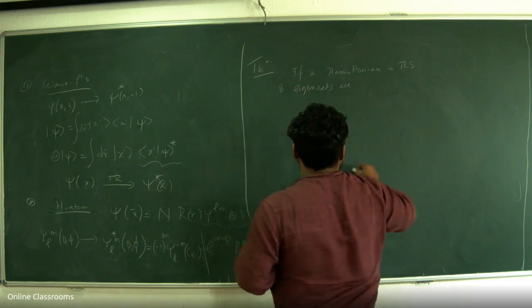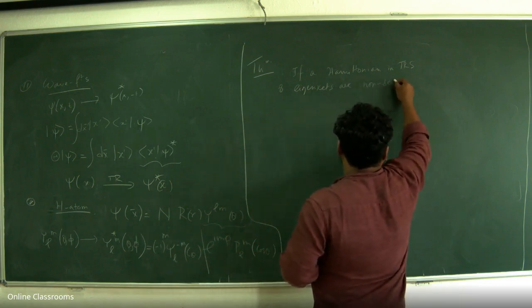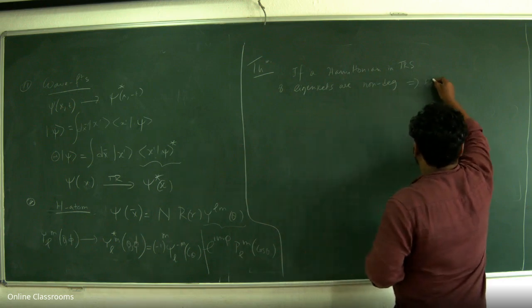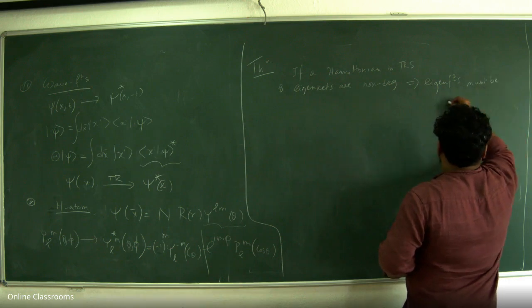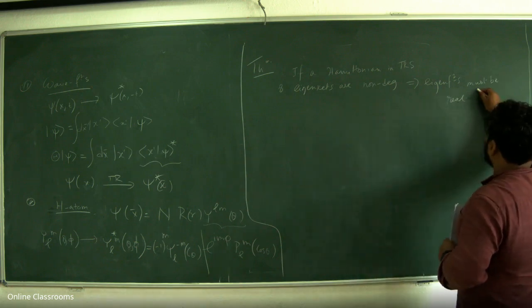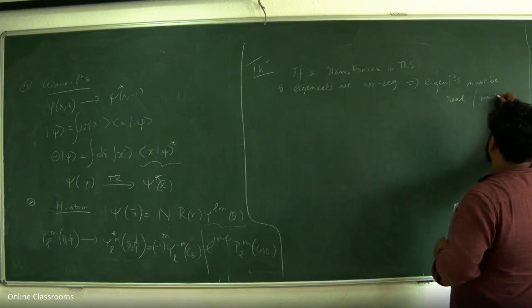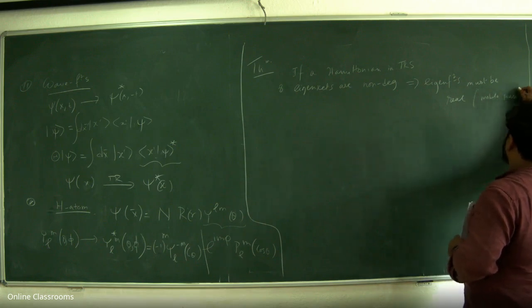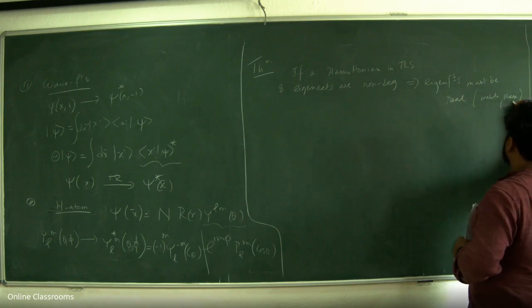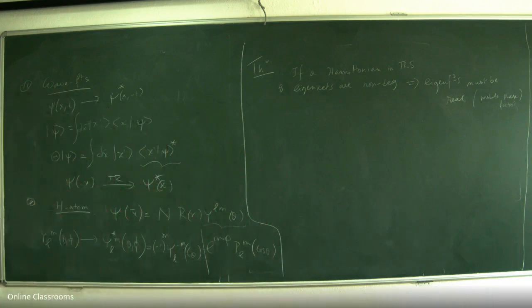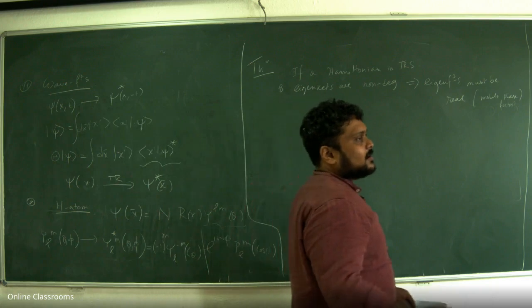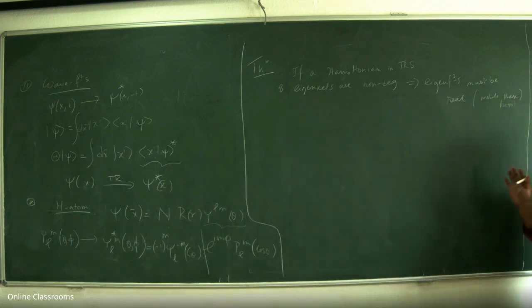eigenkets are non-degenerate, then eigenfunctions must be real, modulo an arbitrary phase factor. Because we know examples of this, for example, think of a particle in a box or a harmonic oscillator. The Hamiltonian has no odd term. The Hamiltonian is P squared by 2m plus half m omega squared x squared, right? Or some potential. So if you take t to minus t, that Hamiltonian doesn't change, right?